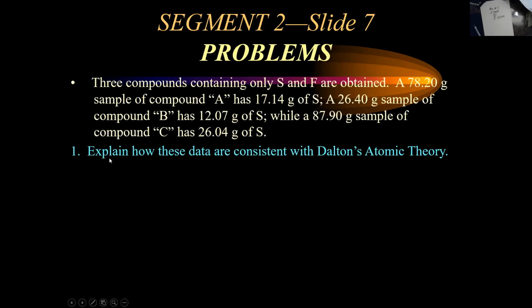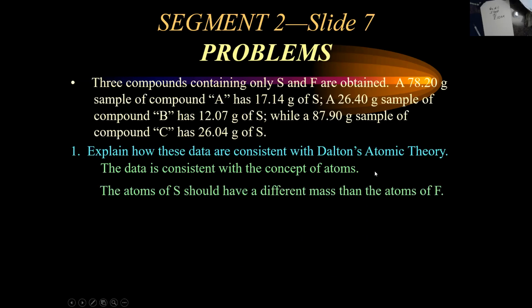Okay, so explain how these data are consistent with Dalton's atomic theory. Well, remember Dalton's atomic theory said that everything was composed of atoms. And that data is certainly consistent with that. Atoms of sulfur should have a different mass than the atoms of fluorine. Dalton's atomic theory said that the atoms of one element were all the same for that element, but different for different elements. And compounds should have atoms attached to each other, and we would have to decompose that to break them apart, so they had to be attached.